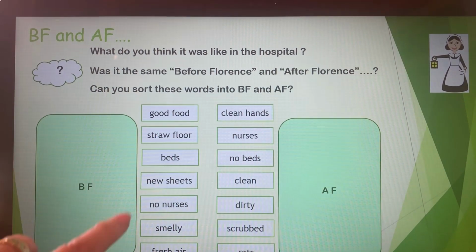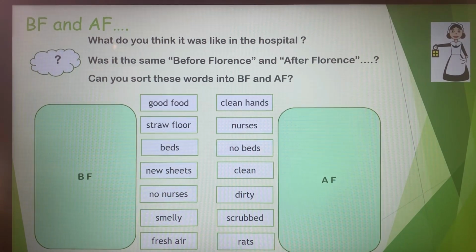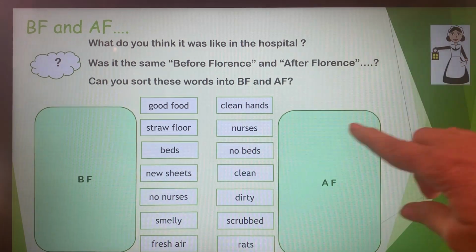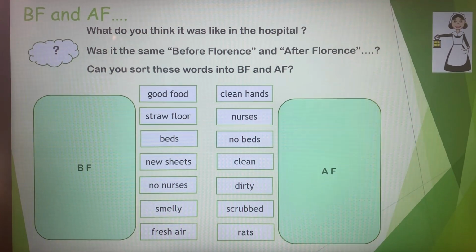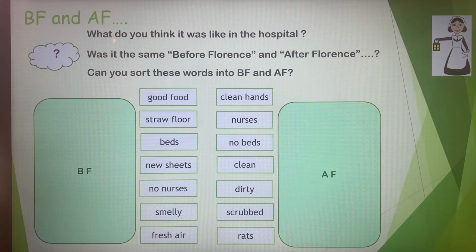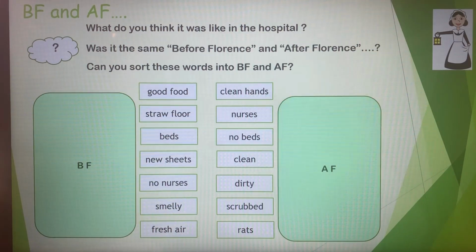So have a good look at all of those words and decide, are you putting them into the before Florence side for what it was like in the hospital before Florence arrived, or are you putting them on the after Florence side? What was it like after Florence Nightingale arrived at the hospital and got things sorted? So have a little go at that. I'll leave it on screen.